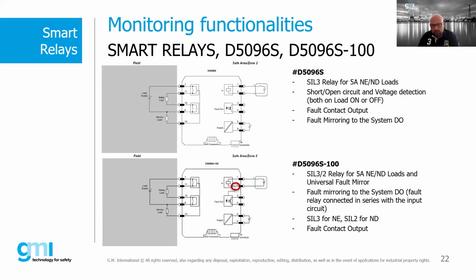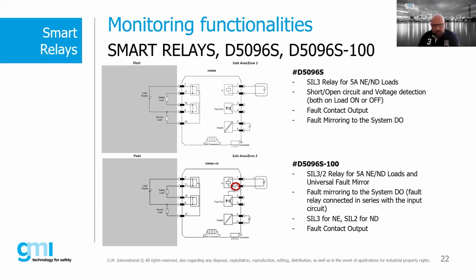This type of solution can save, of course, engineering cost, wiring cost, because otherwise we should use an additional digital input card to acquire a fault condition. So at GMI, in our range, there are two models, these two among others, which are the D5096S and D5096S-100. Let's see them both. The first one, D5096S, is a smart relay with a fixed diagnostic range, which mirrors a fault in the field directly to a digital output card, compatible, of course, with this functionality. This type of relay is SIL3, and it's suitable for both normally energized and normally de-energized application.